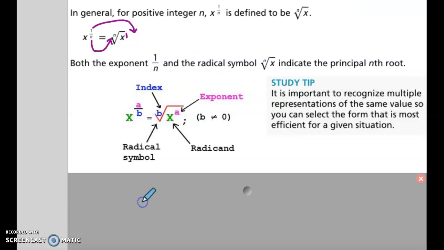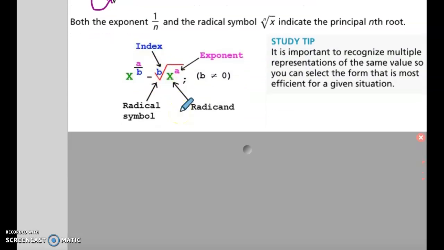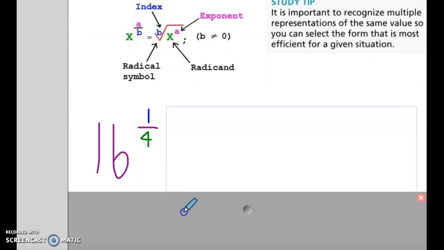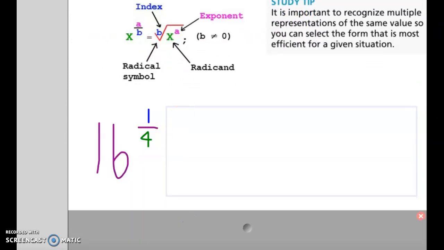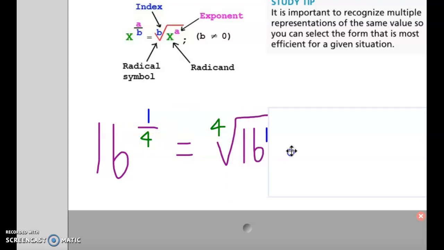Let's take a look at it written this way. When my exponent is a fraction, I can rewrite it using a radical. My denominator becomes the index, and my numerator becomes my exponent. Okay, so let's look at this first example. 16 to the 1/4. I rewrite it using this example. My denominator becomes my index, and my numerator is my exponent. And I want to rewrite it like this because now I know how to simplify this.